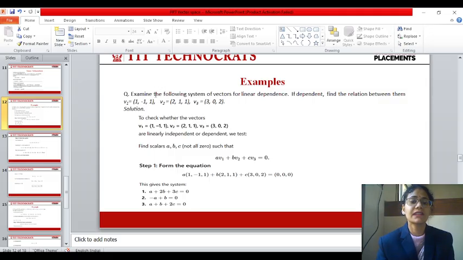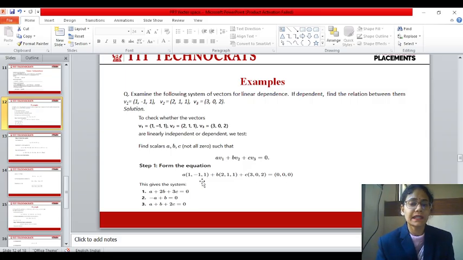So the question is, examine the following system of vectors for linear dependence. If dependent, find the linear relation between them. So here we have three vectors v1, v2, v3. Let us consider three scalars a, b, c. Write their linear combination equal to 0. So a into v1 plus b into v2 plus c into v3 equal to 0. So a into (1, -1, 1) plus b into (2, 1, 1) plus c into (3, 0, 2). Let this equal 0.